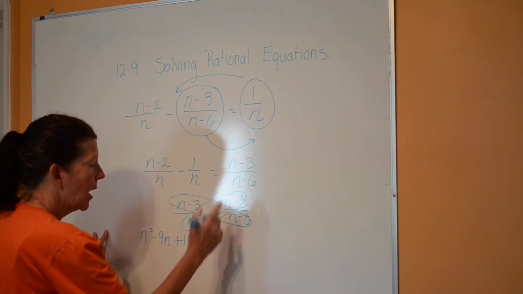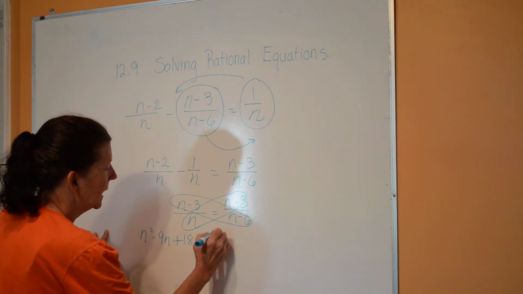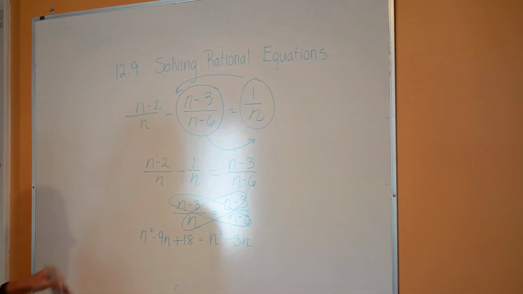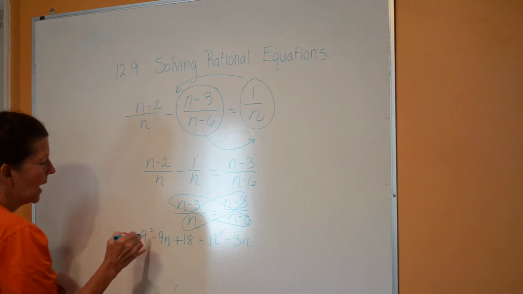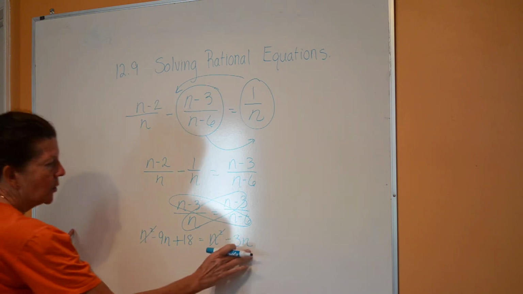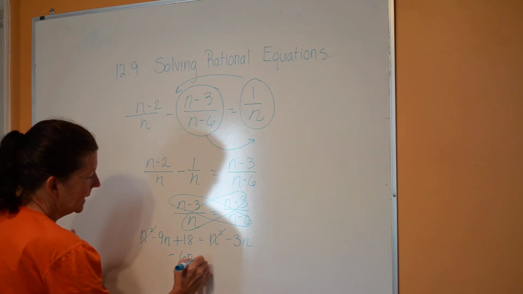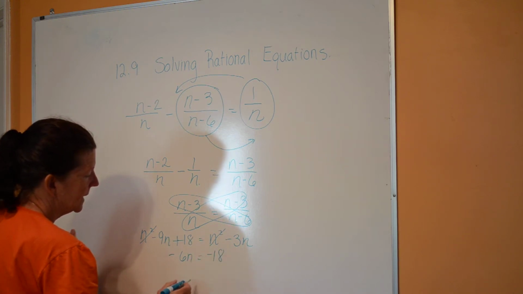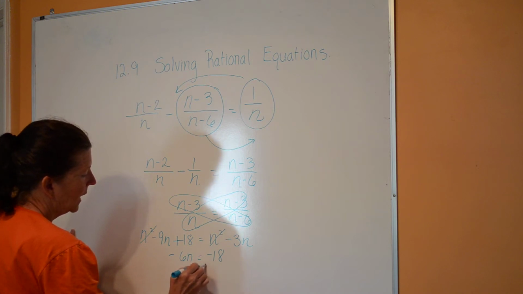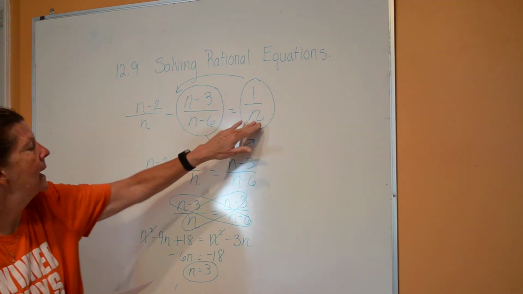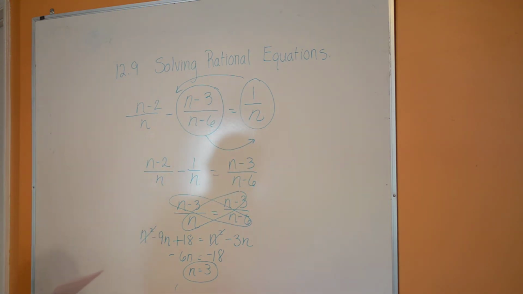And then here, I'm going to have to distribute my n, so I get n squared minus 3n. Well, when I subtract n squared from both sides, it goes away. So I'll bring the 3n over, which is going to give me negative 6n. And I'll bring the 18 over, which is going to give me negative 18. So when I divide, I get n is equal to 3. 3 does not make any of those denominators undefined, so that is my correct answer.